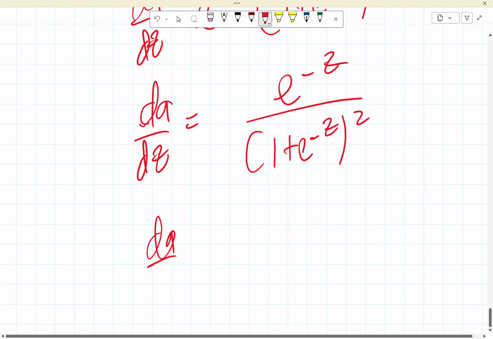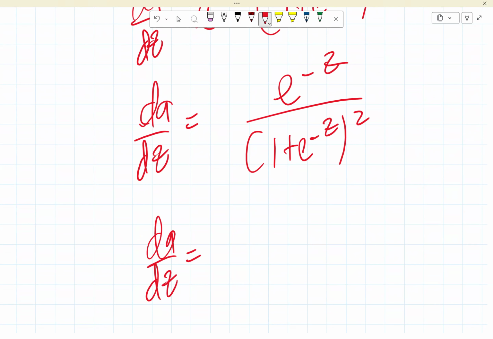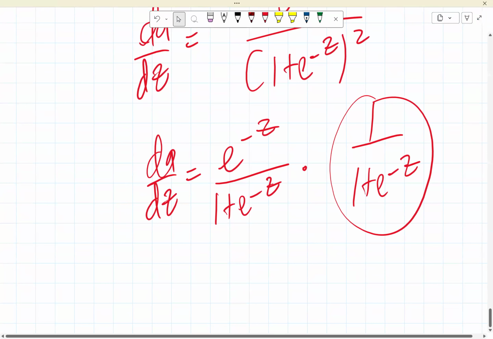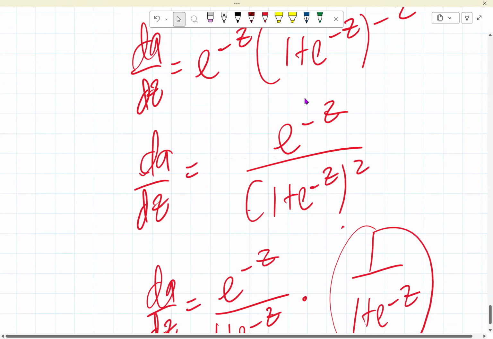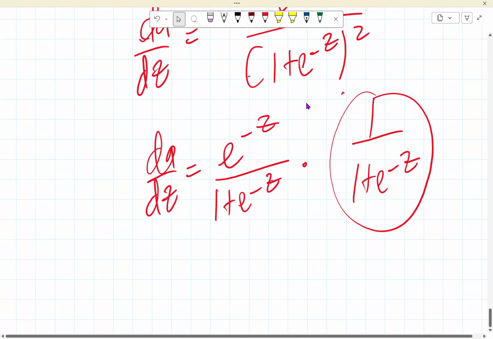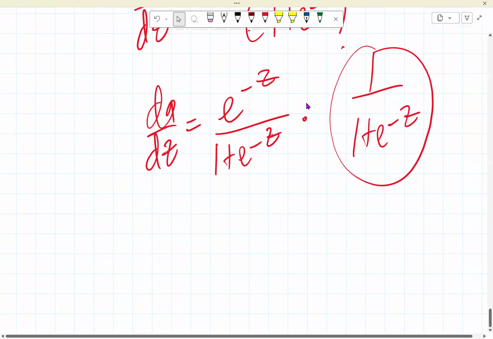So dA/dz is equal to e raised to minus z all over 1 plus e raised to minus z, multiplied by, so this is squared now, 1 over 1 plus e raised to minus z. So this whole thing is A, right? And then I think this is 1 minus A. When I mean A, this is A here. And this is 1 minus A.